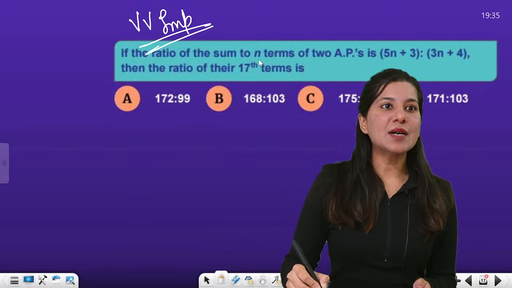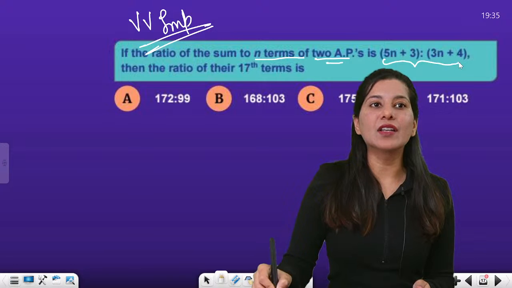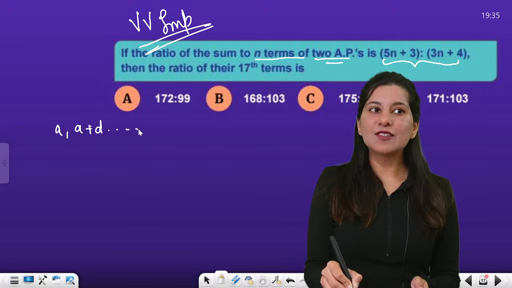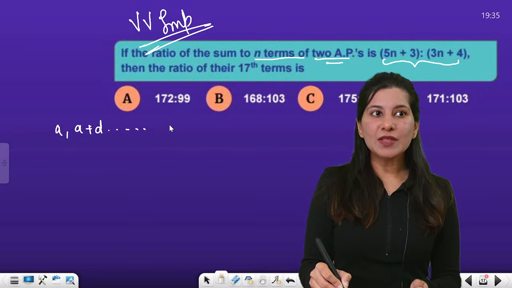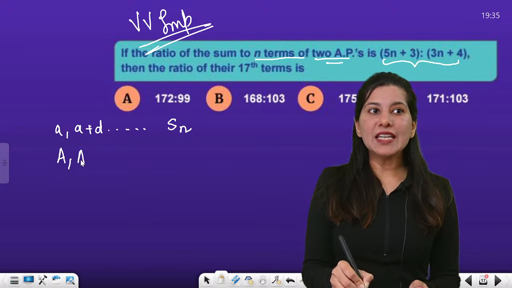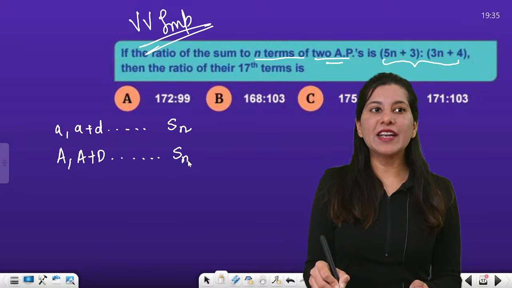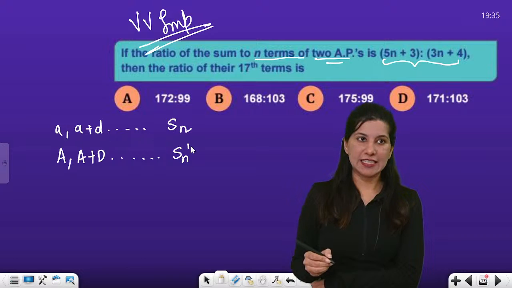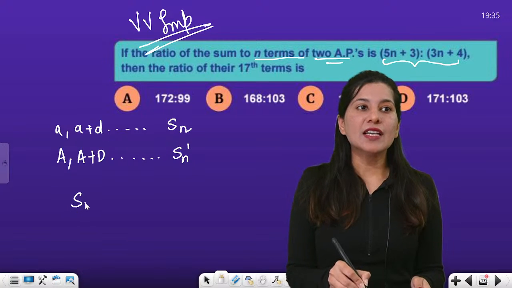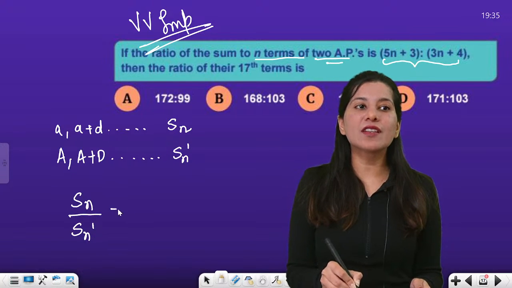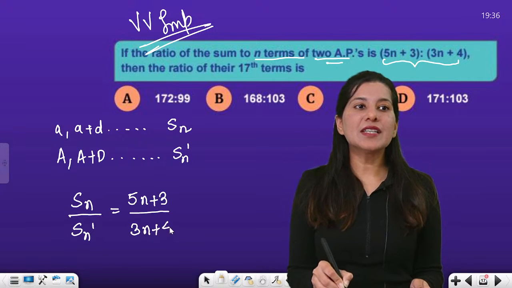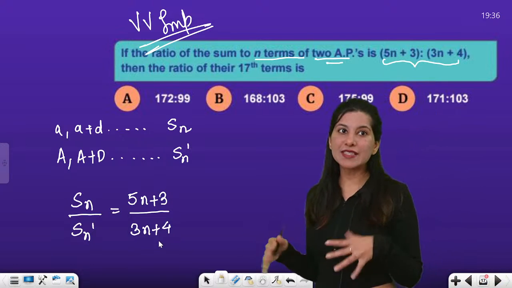If the ratio of sum of n terms of 2 APs is given, that means there are 2 APs. The first AP is a plus d and so on. Let us assume that the sum of n terms is Sn. Then we have another AP, A plus D and so on. The sum of n terms will be Sn dash. So in the question it is given that the ratio of sum of n terms, that means Sn upon Sn dash, is 5n plus 3 upon 3n plus 4. Okay, this is what is given to us.